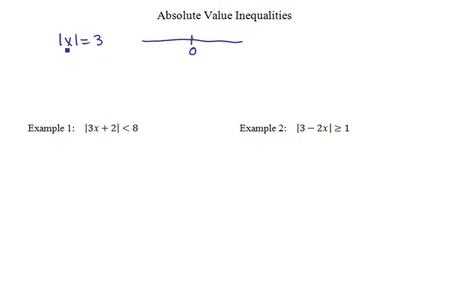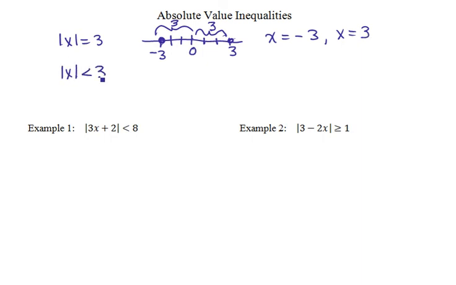So that's saying that the number x is exactly 3 units away from 0, and we can do that in either direction. So I can go 3 units to the right, or I can go 3 units to the left. Okay, 3 units to the right gives me x is equal to 3. 3 units to the left gives me negative 3. So x is either equal to negative 3 or x is equal to 3. So you can use the same idea when you're talking about absolute value inequalities.